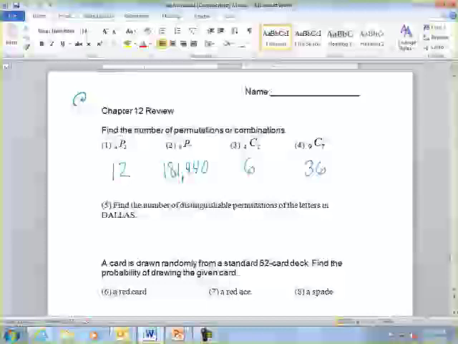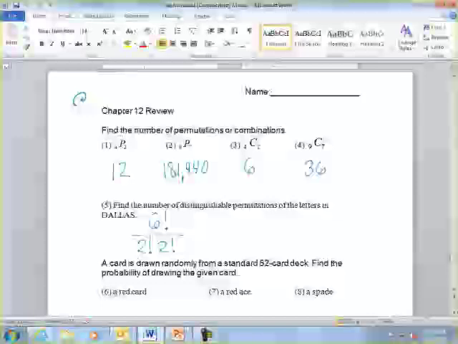To find the number of ways that we can rearrange the letters in a word, we take the number of letters in that word factorial. There are 6 letters in the word Dallas. So we take that factorial and divide by any letter that repeats, how many times it repeats. D does not repeat. A repeats twice, so 2 factorial. L repeats twice, so 2 factorial. S does not repeat.